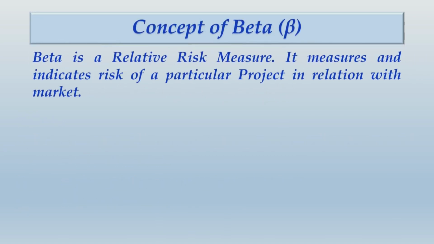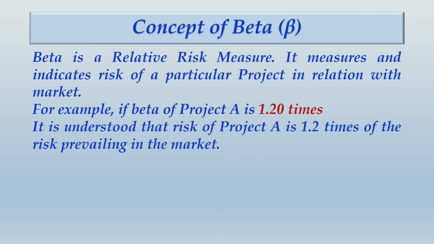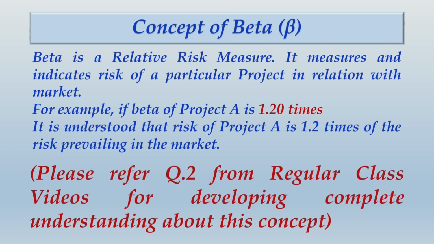Now let us talk about what is beta. Beta is a relative risk measure. It measures and indicates the risk of a particular project in relation to the market. For example, if the beta of project A is 1.2 times, it is understood that the risk of project A is 1.2 times the risk prevailing in the market. So the reference is given. Please refer to question number 2 from regular class videos for developing a complete understanding of this concept as well.